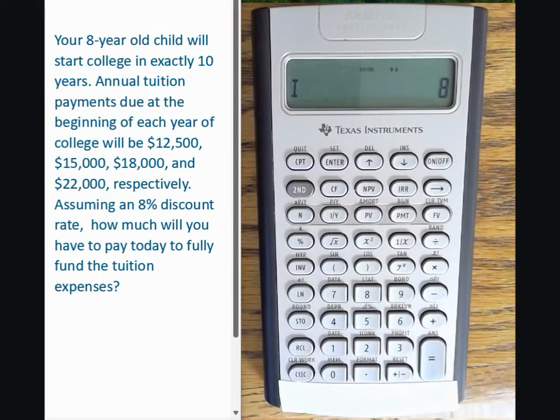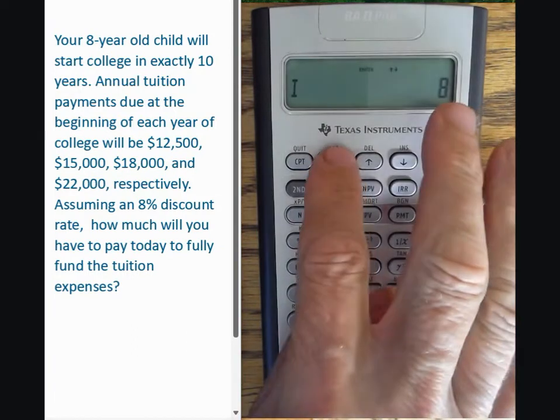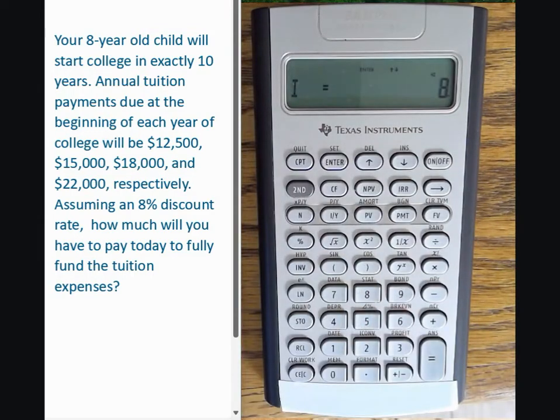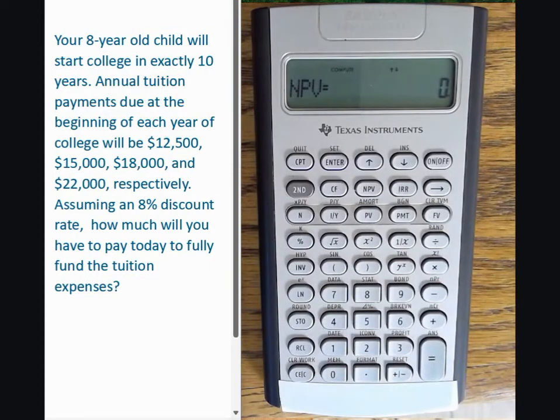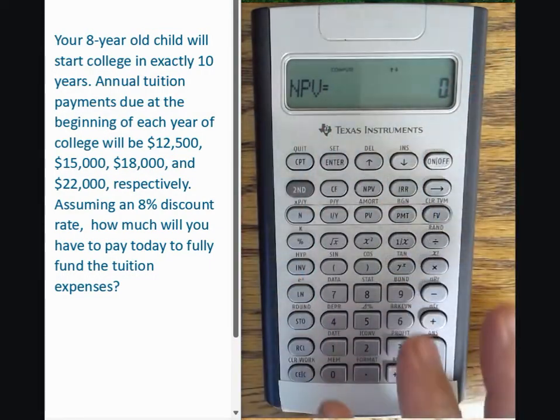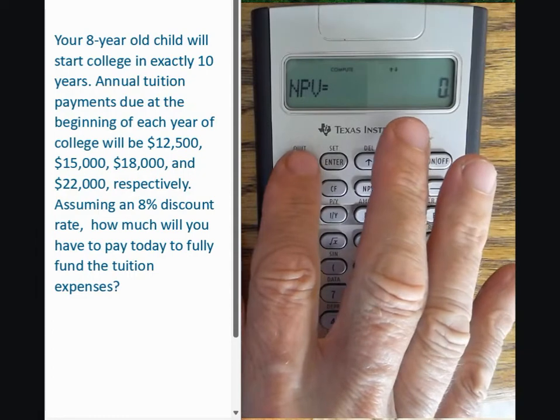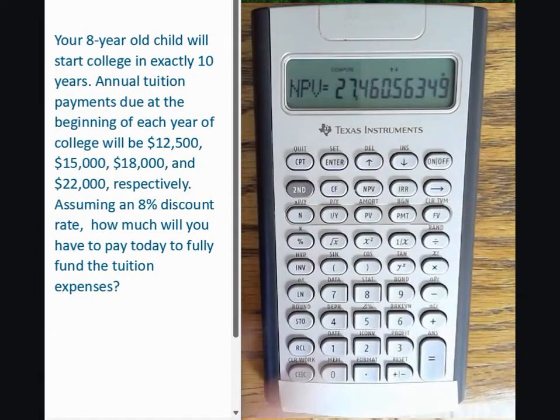You don't put in 0.08. Your calculator is going to do that bit for you. Now I've got I and 8. If I scroll down here, that 8's not going to be in there. I need to make sure I press enter. And I scroll down, and then I've got NPV equals 0, but there's the word compute. So that means, hey, I need to compute. So I'm pressing the CPT button, and there's my answer, $27,461 if you round that up.